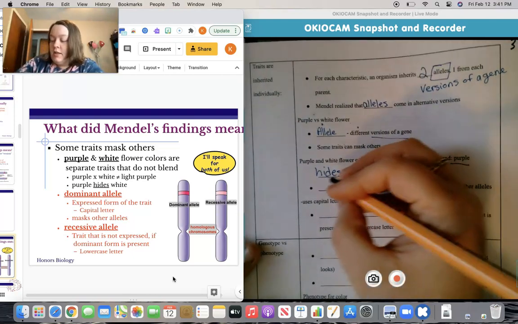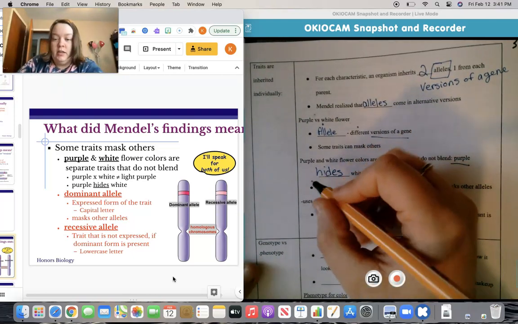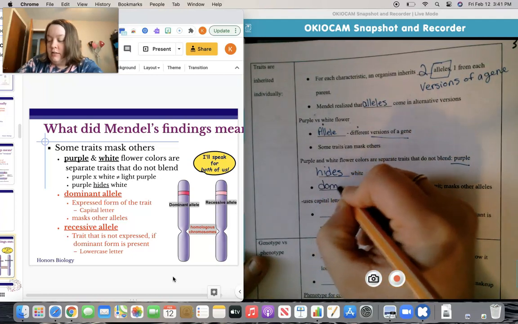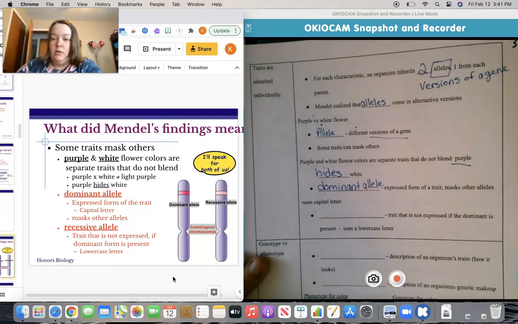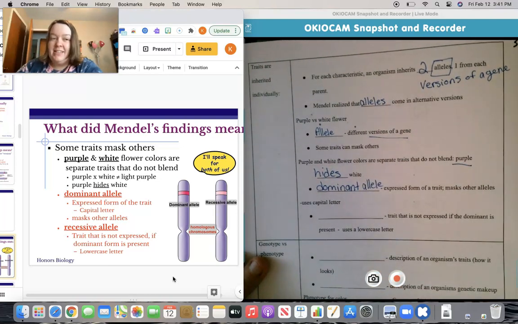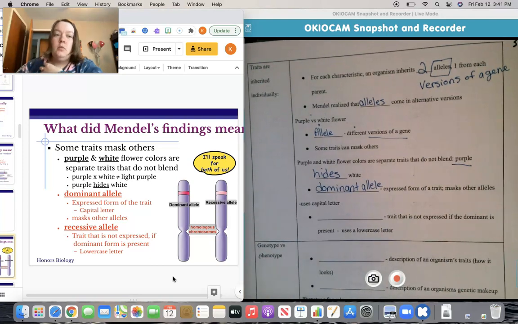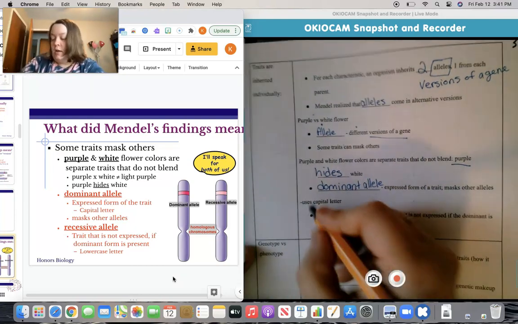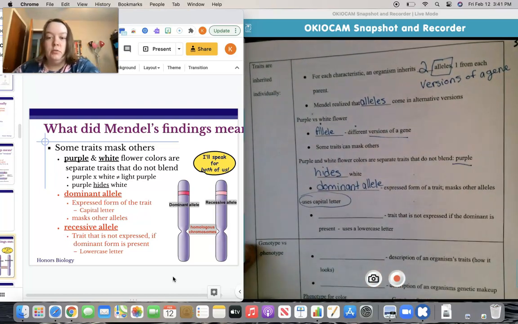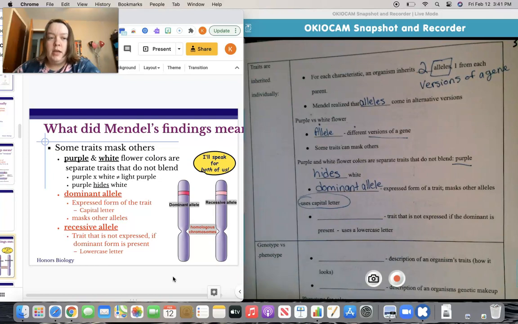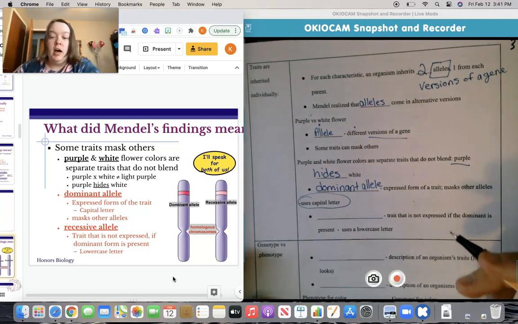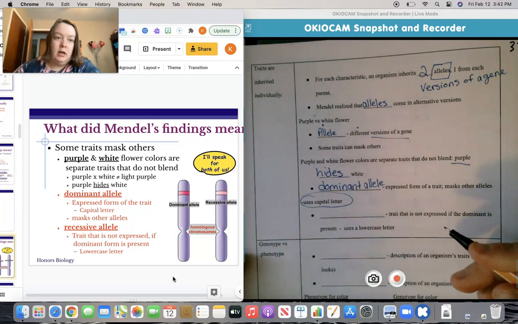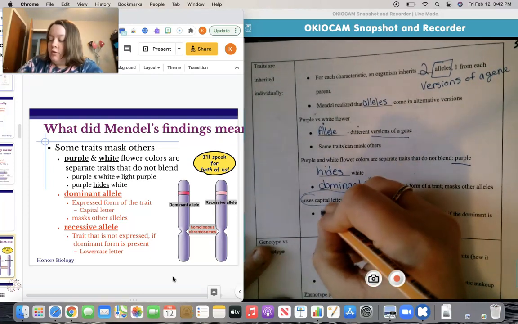What we call this allele that is expressed, the one that covers up another, is the dominant allele. The dominant allele is the one that's expressed. It's the one that masks others. It covers it up. Because it is the one that is dominant, it's going to be represented using a capital letter. We use an uppercase or a large capital letter to represent the dominant allele. Now the other allele that is easily covered up, the one that's masked, like the white color, is called the recessive allele.